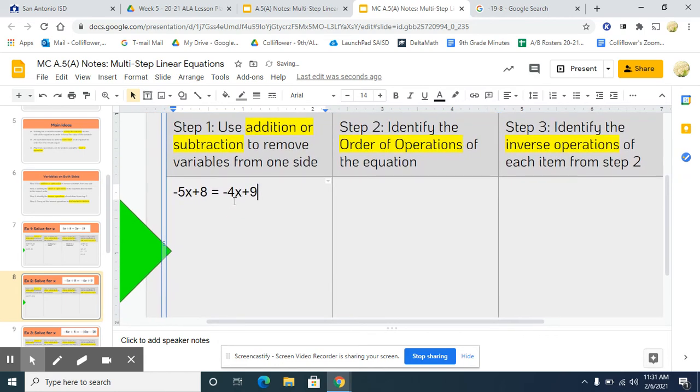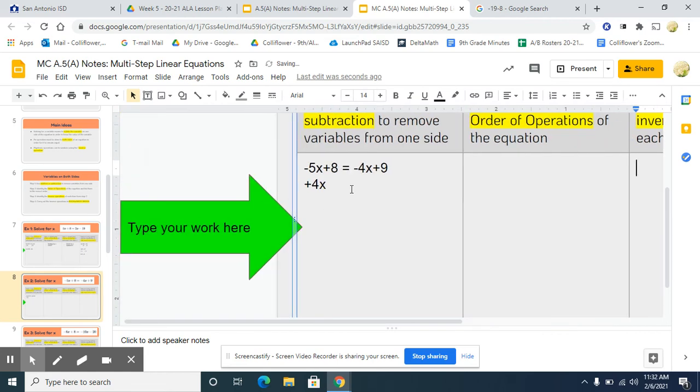Now in this situation, I've got negative coefficients on both of my variables. So instead of subtracting x's, I'm actually going to add some x's. So I'm going to add 4 x's to both sides of this equation. And because I've added 4x to both sides, when I simplify, I get negative 5x plus 4x gives me a negative 1x plus 8, and this is equal to negative 4x plus 4x is 0. So I just have 9.